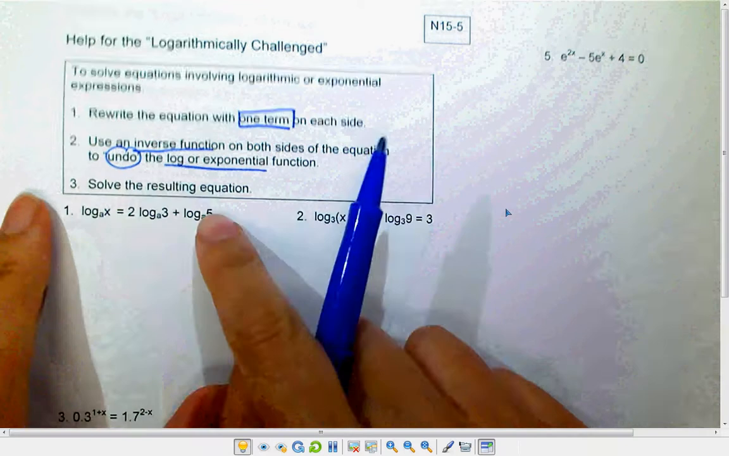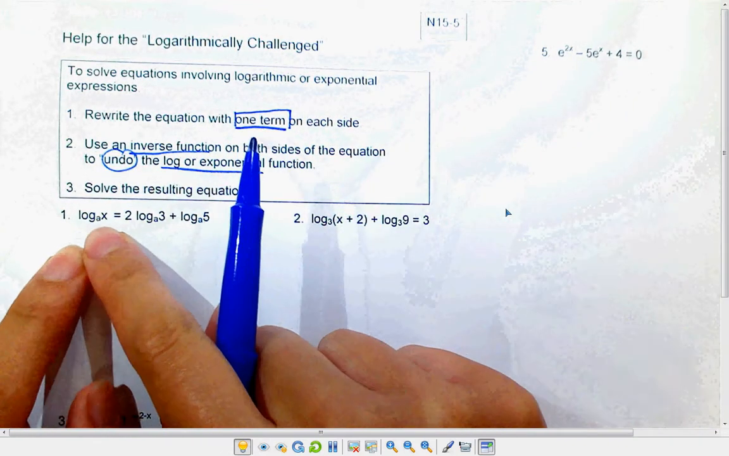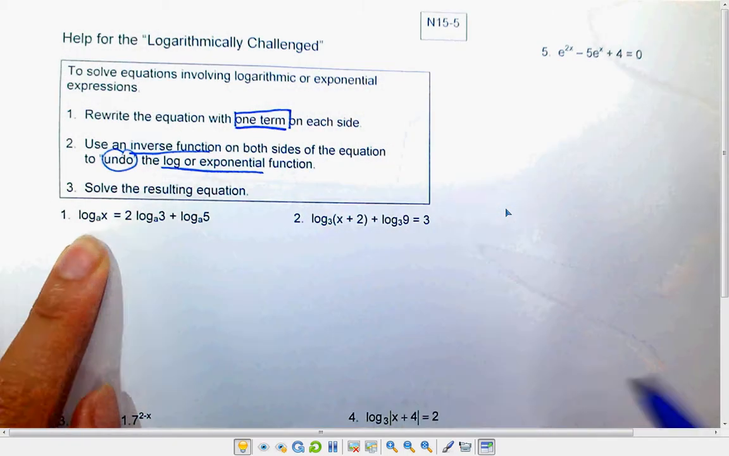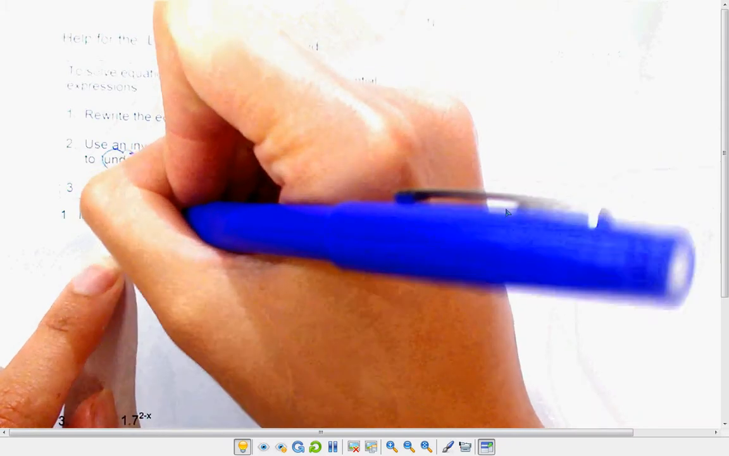So let's take a look at number one. For this one, we first want to start off with one term on either side. This one already has one term on the left side. This one we want to combine so that it is one term. So we're going to use our log rule. So this 2 out in front here becomes our exponent.